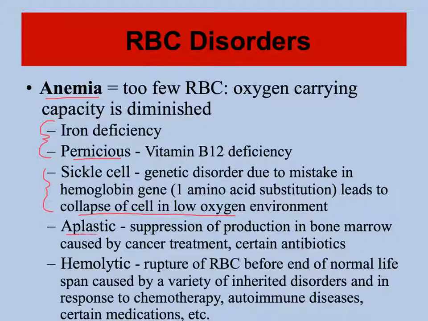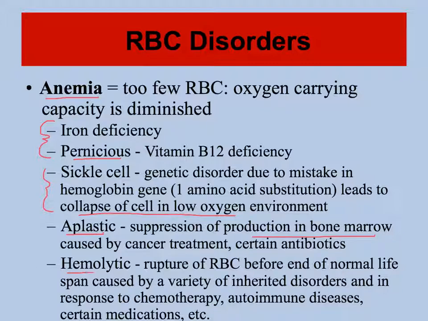Aplastic anemia is caused by suppression of the bone marrow red blood cell production. Often chemotherapy or radiation used in cancer treatment can cause aplastic anemia. Certain antibiotics, you've got to be really careful in administering them because they can also affect the bone marrow.